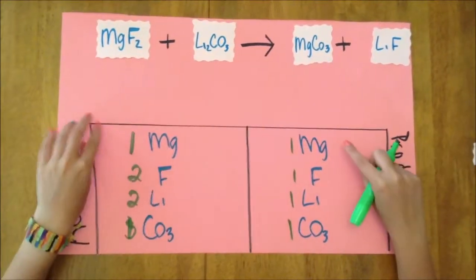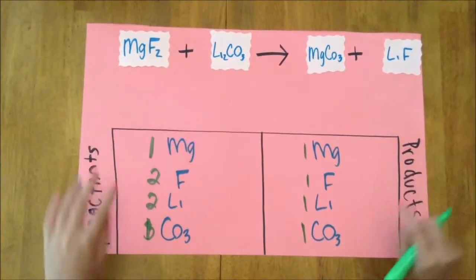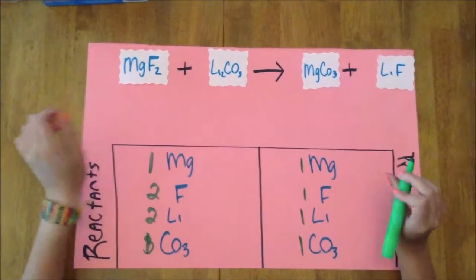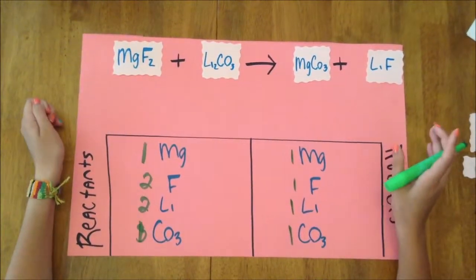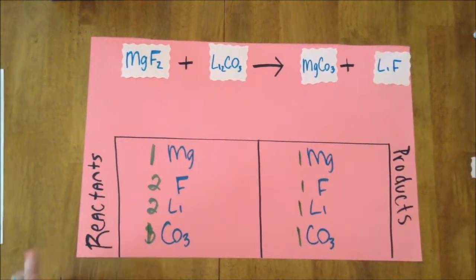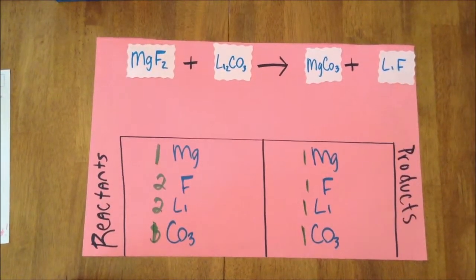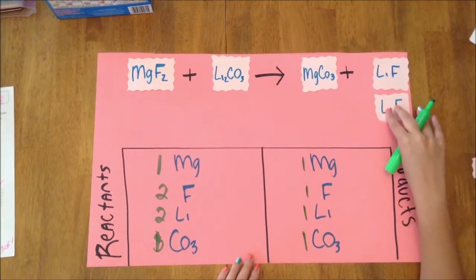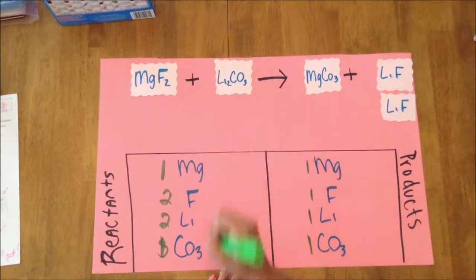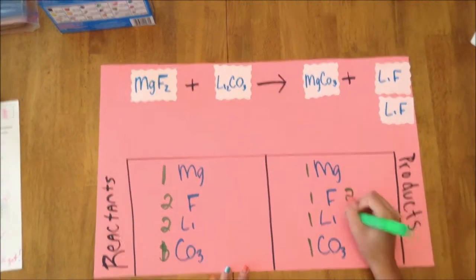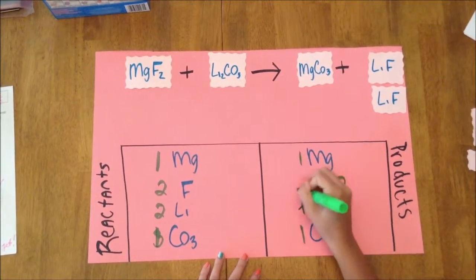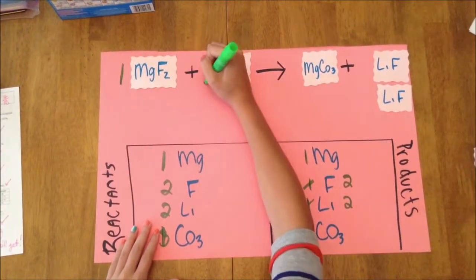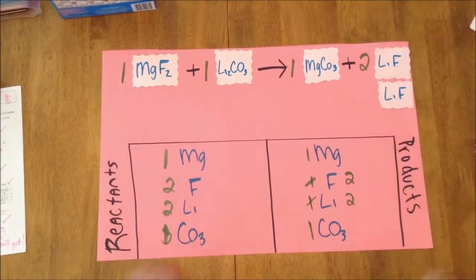Now, as you can see, the magnesium is already balanced, and the CO3 is already balanced. We just need to balance the F and Li. You can only add a compound. If two elements are together, it's a compound, and you can only add a compound. You cannot add one separate element. So over here, we'll be adding one more LiF, and that will give us 2 Fs and 2 Lis, meaning they both are balanced. And in the end results, you have 1, 1, 1, 2. And that's it.